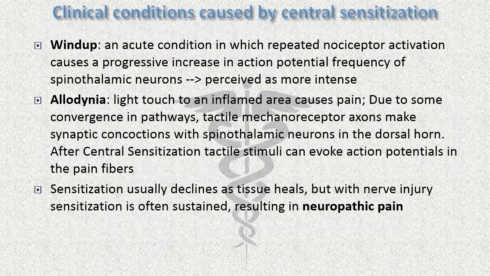So wind-up is an acute phenomenon, whereas you have something like allodynia, which is a change in activation threshold for the sensory neurons. Then you have this conversion from touch to a painful experience, and this is characteristic of certain types of chronic pain condition, and is thought to be because of this convergence that occurs within the spinal cord.